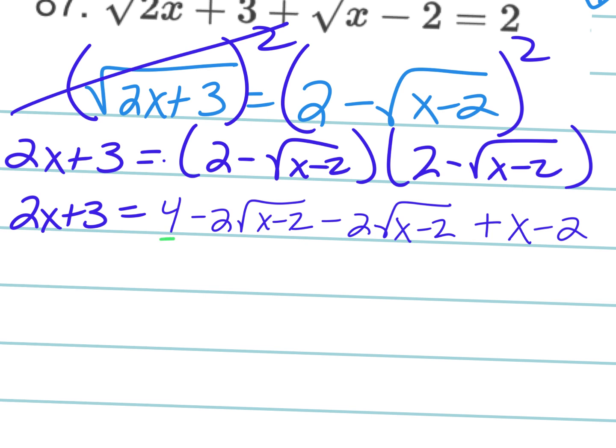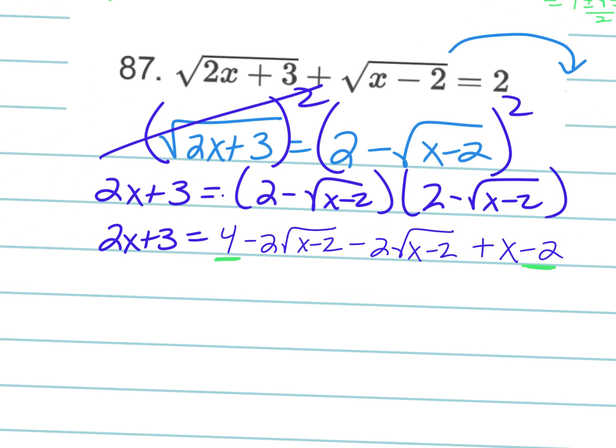So what can we combine on this side? Well, I have a positive 4 and a negative 2. So we can go ahead and combine here. 4 minus 2 is going to give me positive 2. I have negative 2 and negative 2 square root of x minus 2, which is going to give me minus 4 square root of x minus 2. And then I have my plus x. Over here, I'm still going to have 2x plus 3 hanging out.